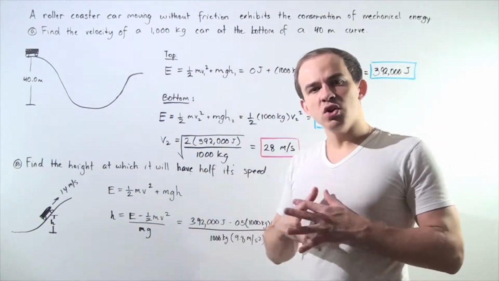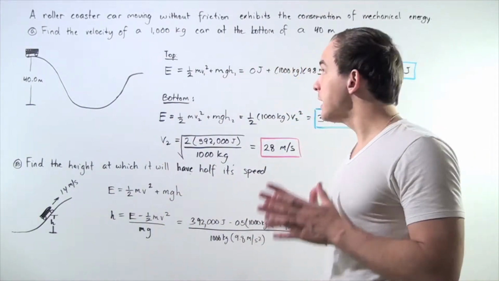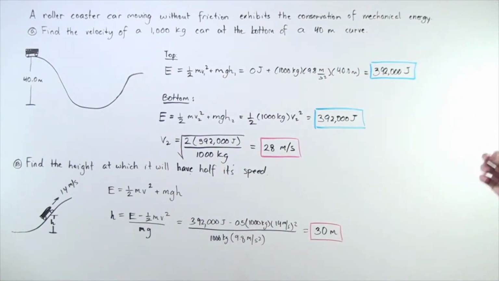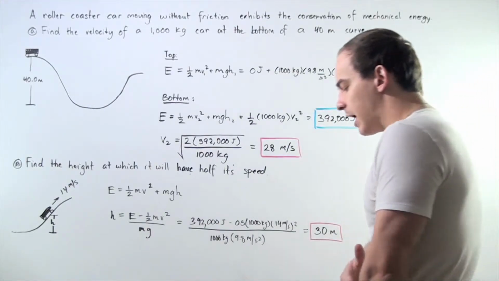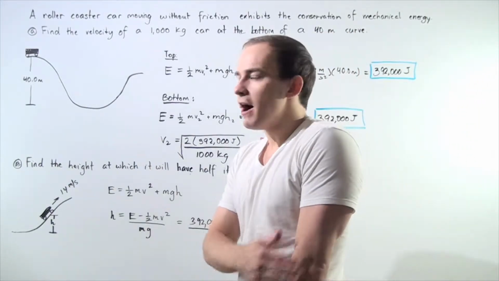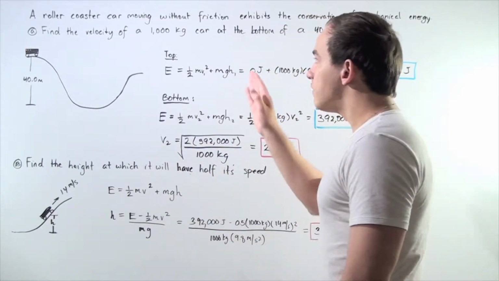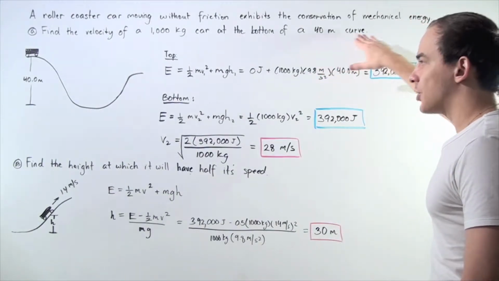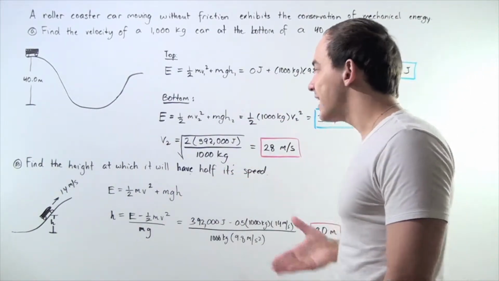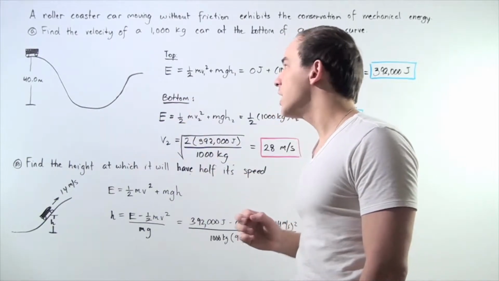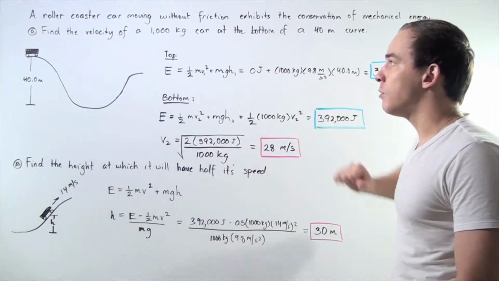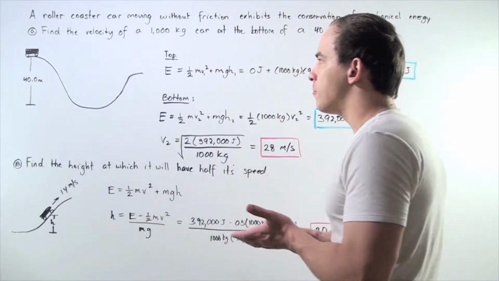So recall that a roller coaster car moving without friction along a curve exhibits the conservation of mechanical energy. Using the conservation of mechanical energy concept, we want to find A, the velocity of a 1,000 kilogram car at the bottom of a 40-meter curve, and B, the height of our moving car at which it will have exactly half the velocity as in part A. So let's begin with part A.